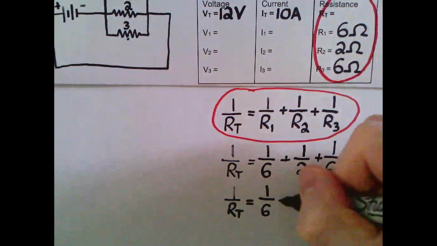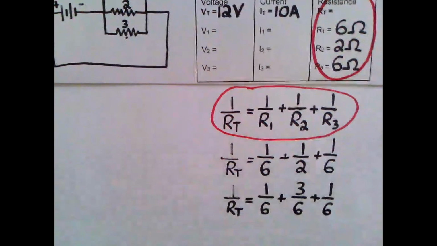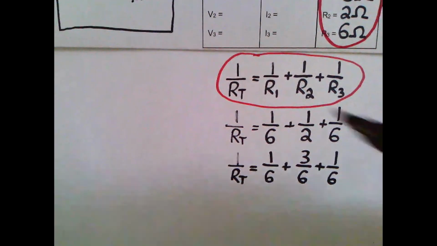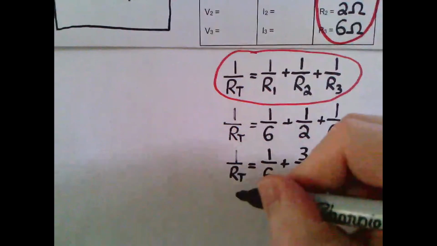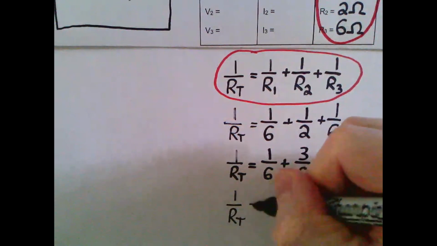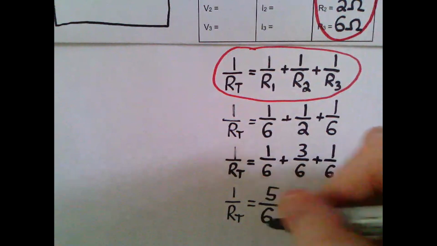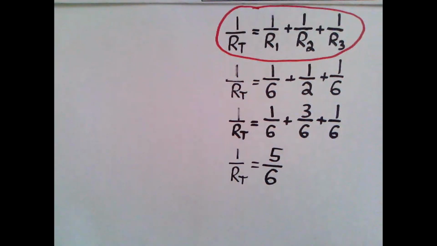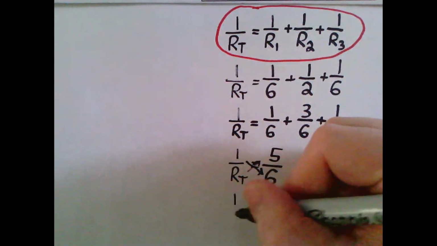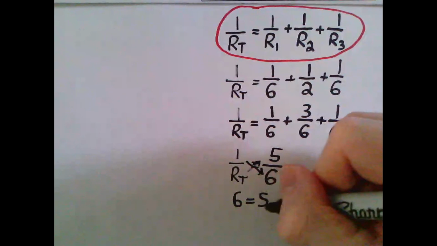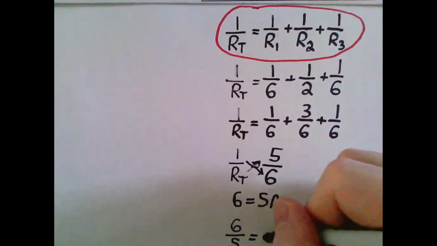If you remember how to add fractions, you have to remember your math class. They have to have the same denominator, so you change them all to have the same denominator, and now you can add them all together. We had to change 1/2 to be 3 over 6. So now everything is over 6. We can keep going and say 1 plus 3 plus 1, so this is 5 over 6. Then you can do some cross multiplying if you wish. This is what I mean by it takes a lot of steps. Basically, you end up with 6 over 5 equals RT.